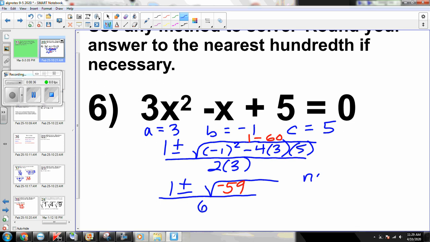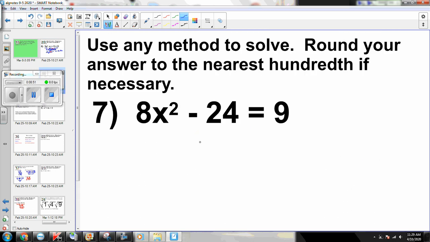So what that means if I was graphing is the parabola would not cross the x-axis. We would not have any x-intercepts. There would be no solution. All right, looking at number 7. Which method would be best?